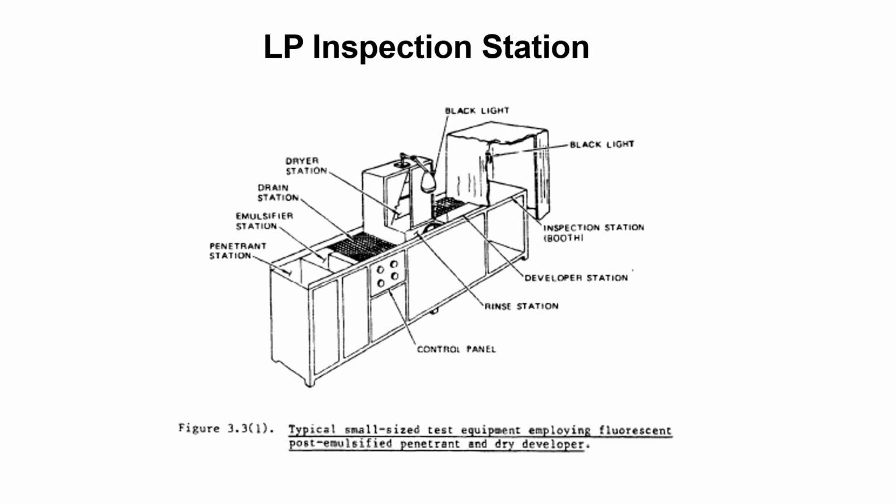They had stations set up, and this is one of many possible configurations for LP inspection stations. A cabinet situation like this where you've got some sinks and some cabinets, and then you've got the black light inspection station, like a booth where you can close it off and it's absolutely dark in there, and you can hit the part with a black light and see if any indication.